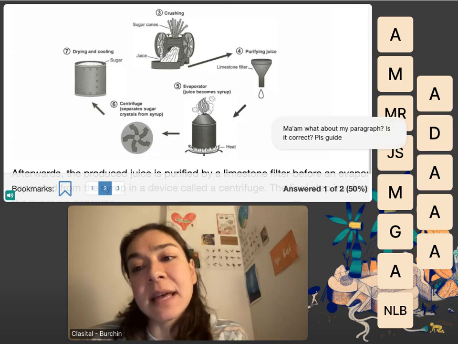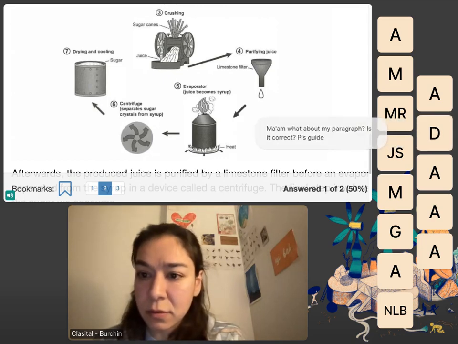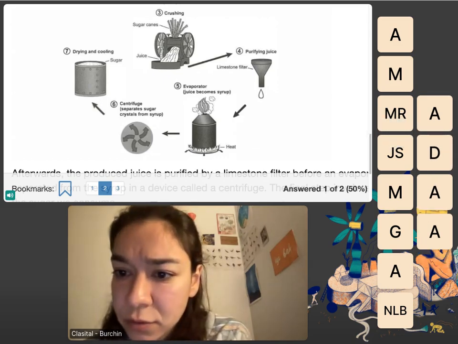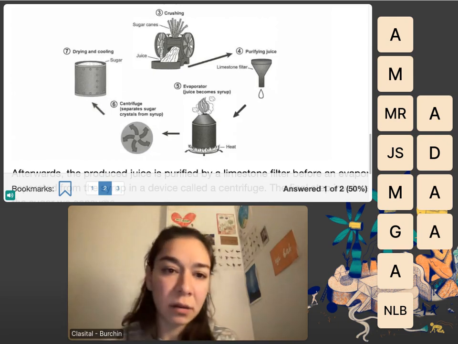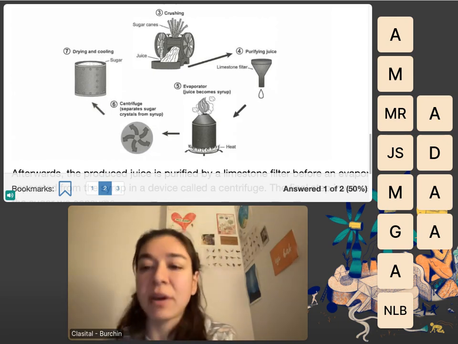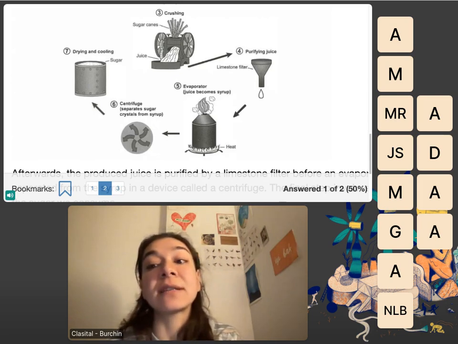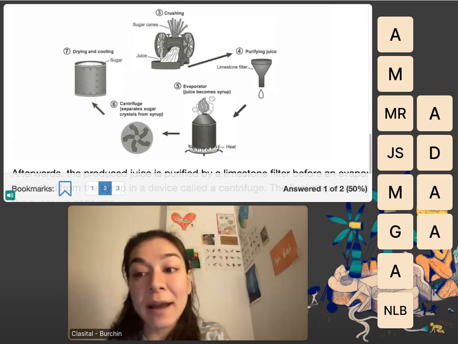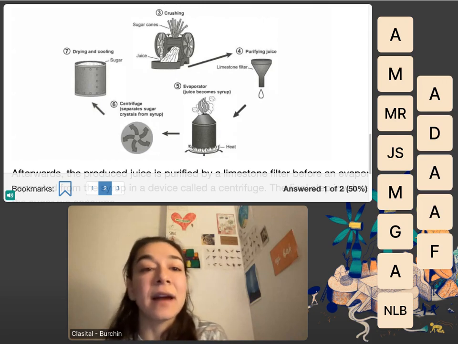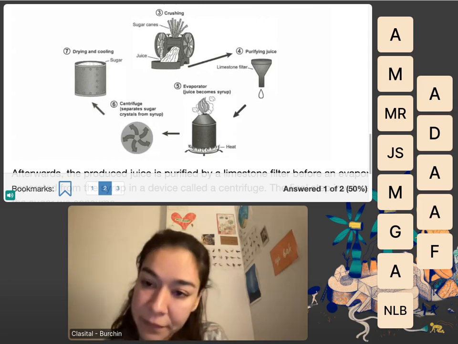Next, the syrup is centrifuged. Centrifuged. Where am I? In a special machine. Okay. Yes, it is a special machine. During this process, the sugar crystals are separated from the syrup. Nice. In the last step, the sugar crystals are cooled and dried. Nice. In large containers. Nice.